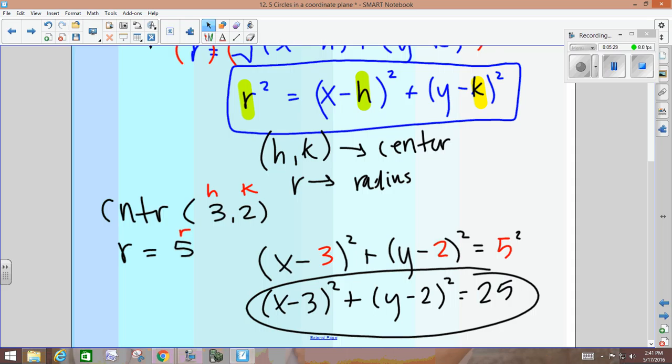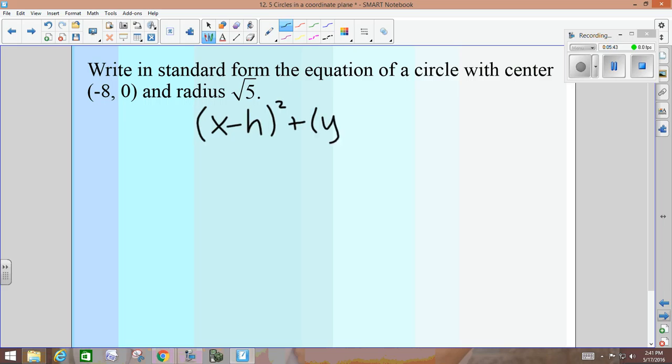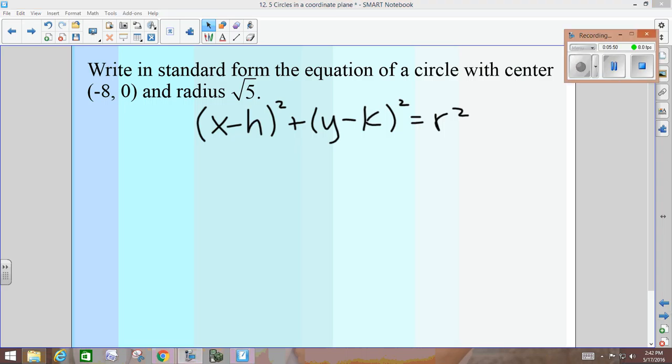This is write in standard form the equation of a circle with a center negative 8, 0, and a radius of the square root of 5. You're going to take those three values and substitute them into your standard equation. All right. So negative 8, 0 into the square root of 5. The negative 8 represents which of mine, h, k, or r? How about 0 and the square root of 5?